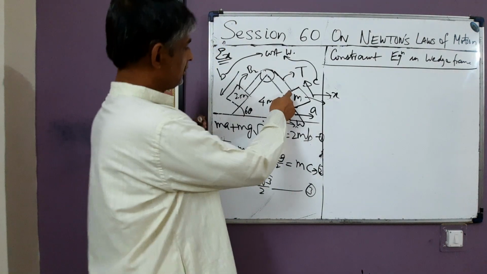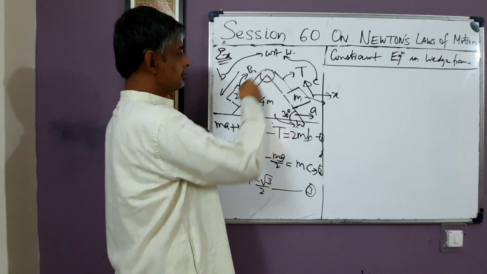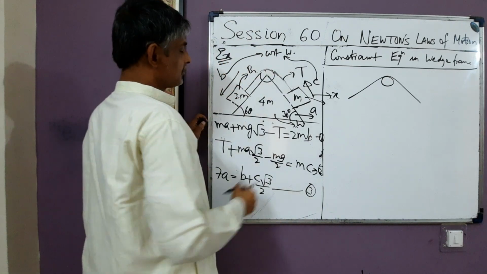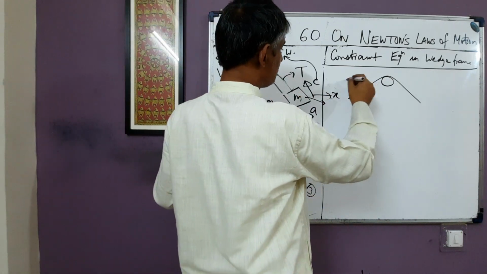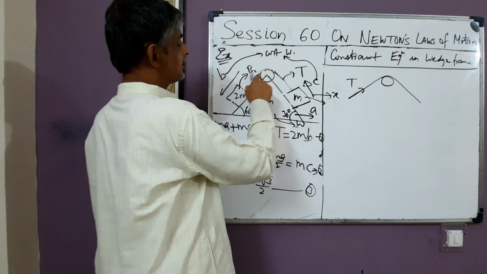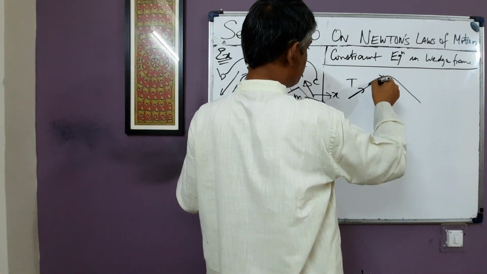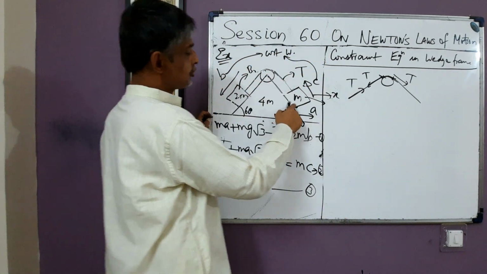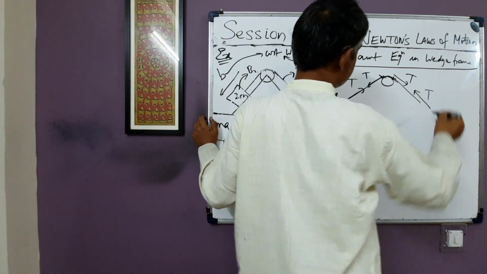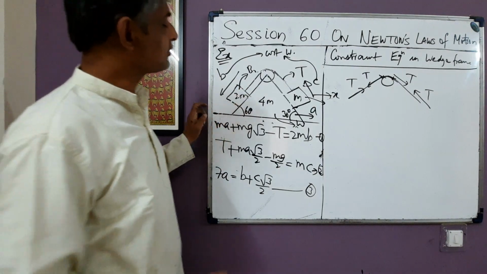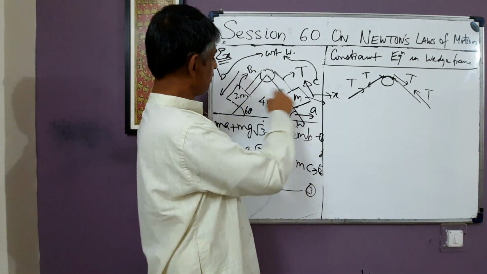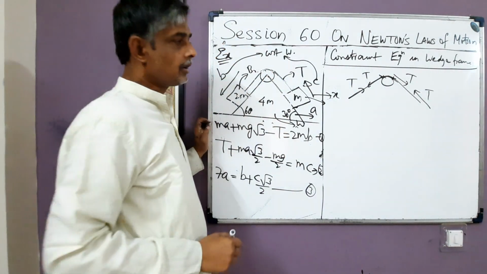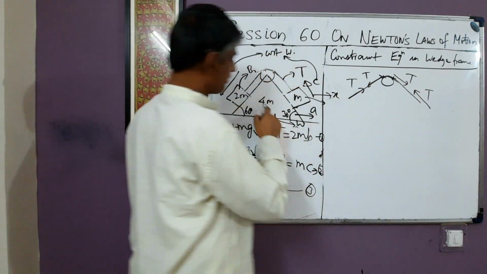Now see, there is only one string in the problem. This string exerts a force T on 2m in the upward direction. This string exerts a force on the pulley at effectively 2 points: at this point T like this, and at this point T like this. And this string exerts a force T on this block up the incline. So this string effectively acts on 4 points: one on 2m, one on the block, and two on the pulley. Now the sum of T dot A for all these 4 points in the frame of the wedge adds up to 0.